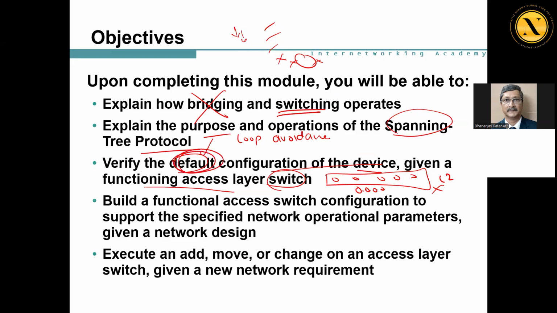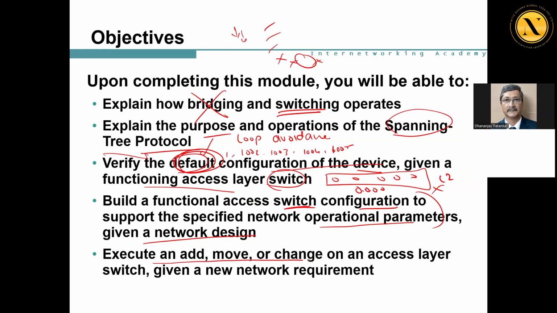Got it? VLAN 1, VLAN 1002, 1003, 1004, 1005. They're all there by default only. You can create more VLANs. Build a functioning access layer switch configuration to support the specified network operational parameters given a network design. Now you can create VLANs, you can assign ports to VLANs, right? All those things. You can configure port security, EtherChannels, whatnot.